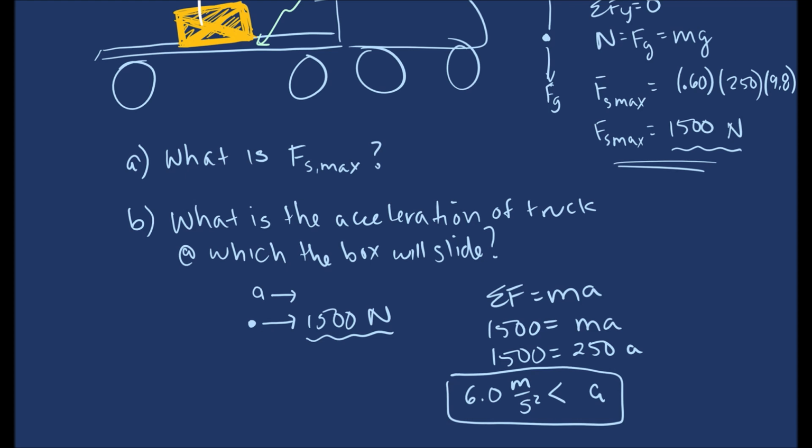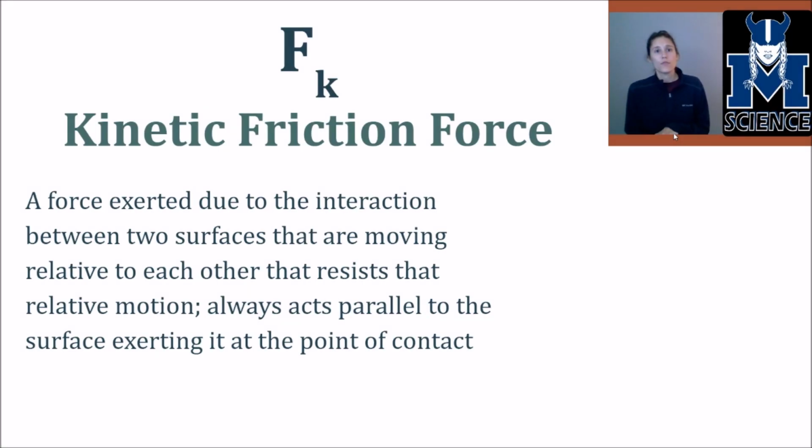So if this truck is at a stoplight and it accelerates with more than 6 meters per second squared, which it would probably not, that's a pretty high acceleration. It's like a race car. But anyway, if it did reach that, then the box would slide off the bed of the truck, which would be a disaster. Okay, so that's static friction.